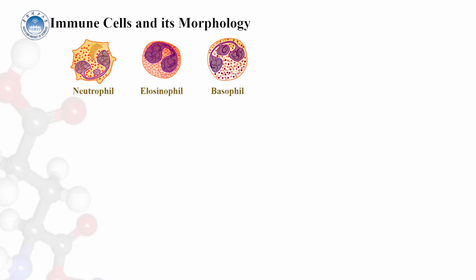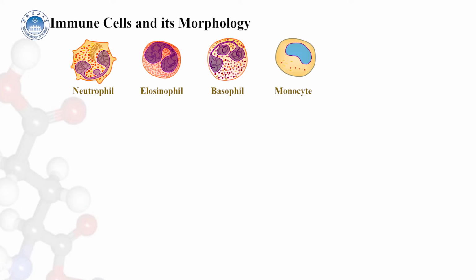Basophils are the least common type of granulocytes, representing about 0.5 to 1% of circulating white blood cells. They are responsible for inflammatory reactions during the immune response, as well as in the formation of acute and chronic allergic disease. Monocytes are a type of leukocytes, or white blood cells.